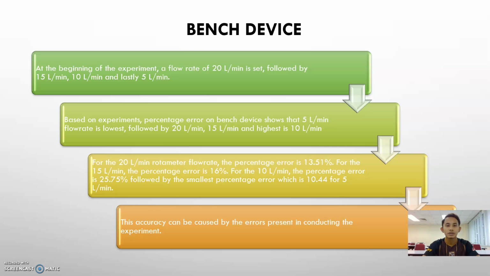Based on the experiments, percentage error on the bench device shows that the 5 liters per minute flow rate is the lowest, followed by 20 liters per minute, 15 liters per minute, and the highest is 10 liters per minute. Maybe this inaccuracy can be caused by the errors present in conducting the experiment.